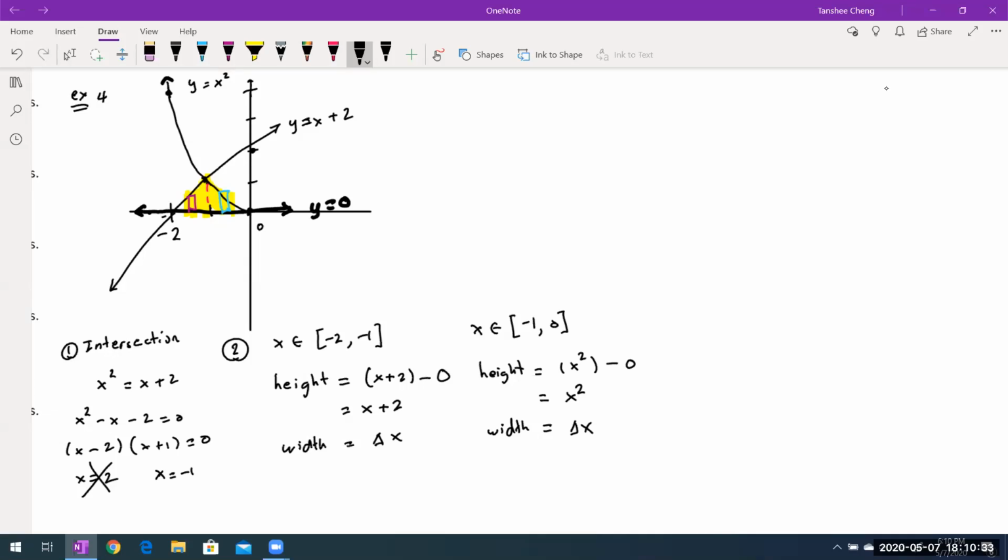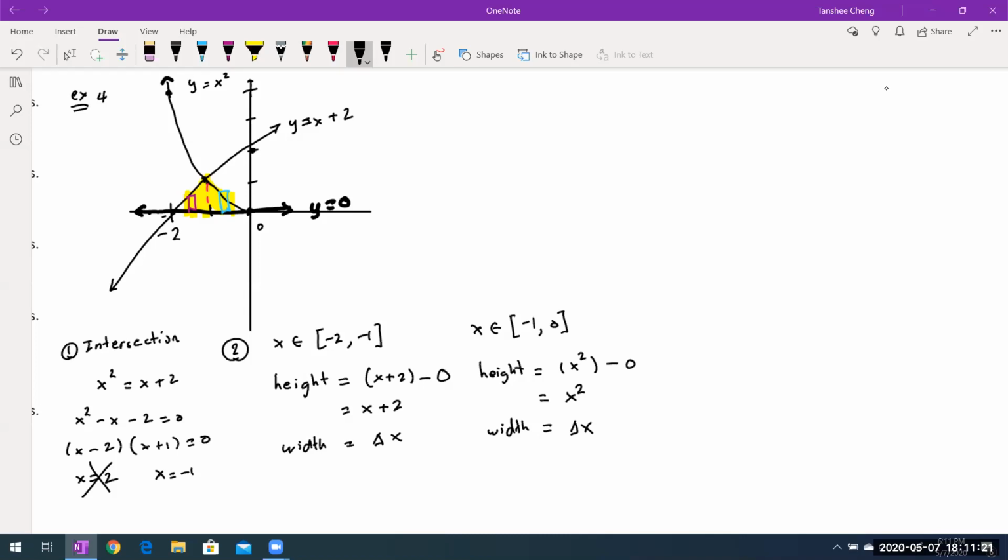Now I'm placing the purple rectangle and the blue rectangle, because you can see that the heights of those rectangles use different functions. For the purple rectangle, x goes from negative 2 to negative 1. Okay? So those are our lower limit and upper limit. The height of that rectangle in this interval will be the upper function, which is the line, minus the lower function, which is the horizontal line y equal to 0. So the y value on the top will be x plus 2, and the y value for the bottom will be 0. Therefore, when I simplify it, it becomes x plus 2, and the width is delta x.